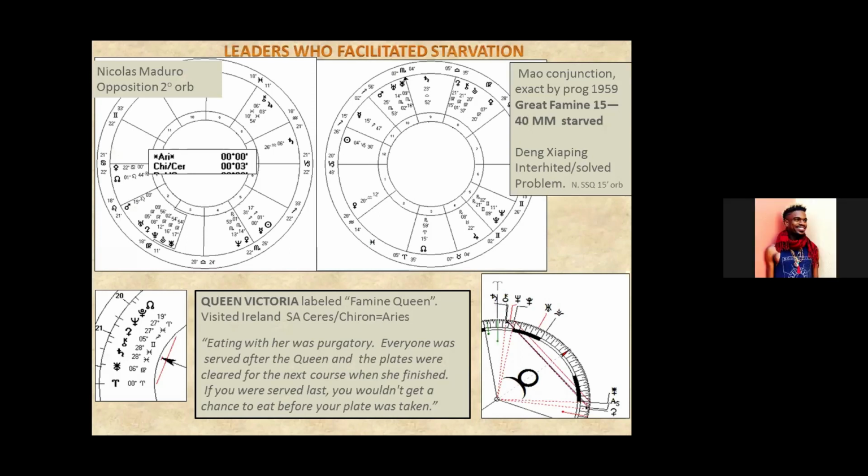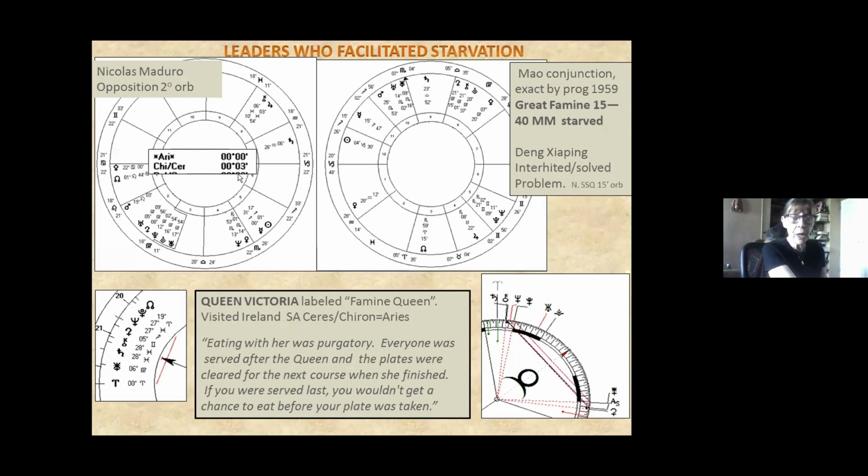What's more common is starvation, unfortunately, and these are the leaders who facilitated starvation. In our lifetime, we see it in Venezuela, and Maduro has Aries equals Ceres Chiron. He also, if I'm not mistaken, has the opposition. Yes, he does. Chiron is at 8 and Ceres is at 6. It's an opposition, and he's got it at the Aries point.